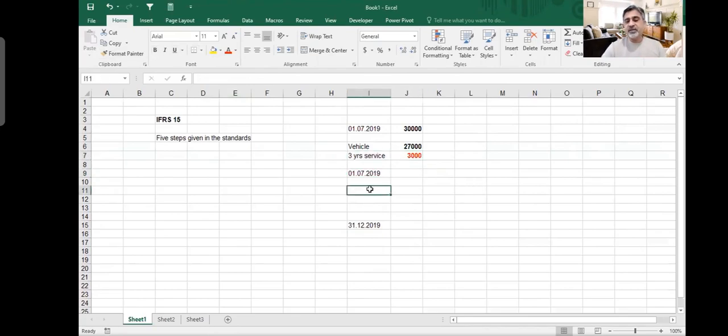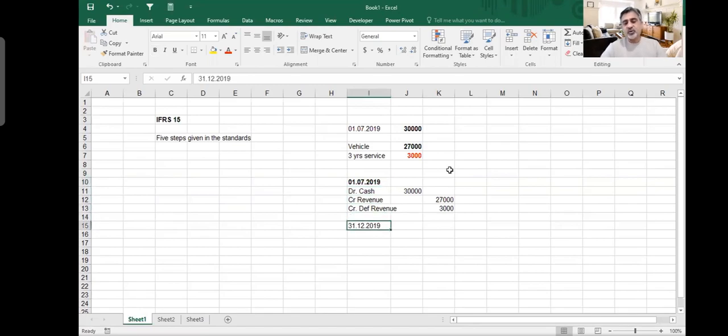So your double entries on 1st of July should be, debit cash, which you have received, say 30,000, because the customer might have paid you the cash. Credit revenue 27,000, and then credit deferred revenue. This is the advance revenue, the deferred revenue, which you have received for the next 3 years of service. So $3,000 you have received, but you have received it for the next 3-year period. So on 1st of July, your double entry should look like this.